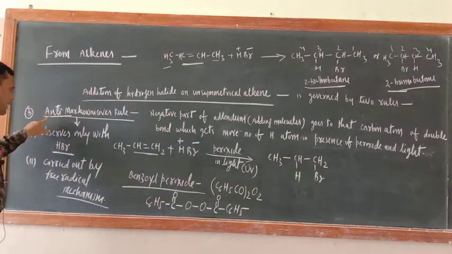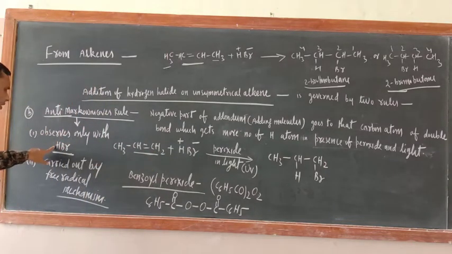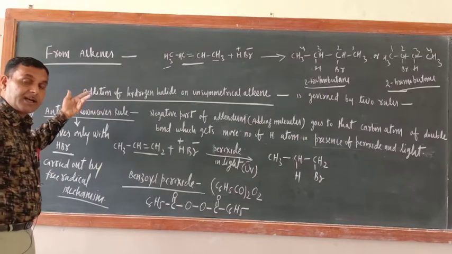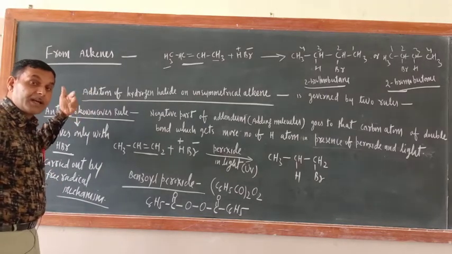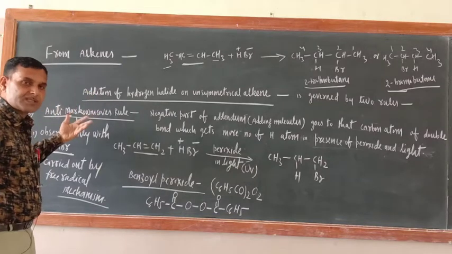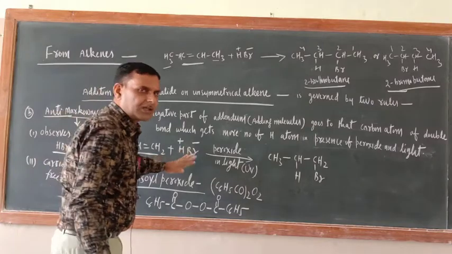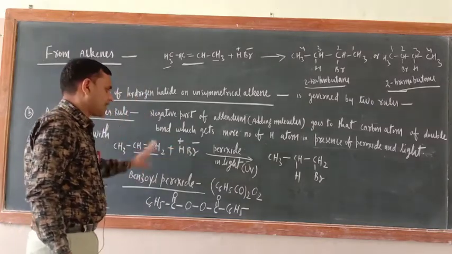Remember, anti-Markovnikov is observed only with HBr, while Markovnikov can be observed with HCl, HBr, HI. And another difference is also there. It is carried out by free radical mechanism, while Markovnikov is carried out by carbocation mechanism. Last year you studied this one, no need to tell all those. Mechanism is not in the 12th class syllabus, it was in the 11th class syllabus.